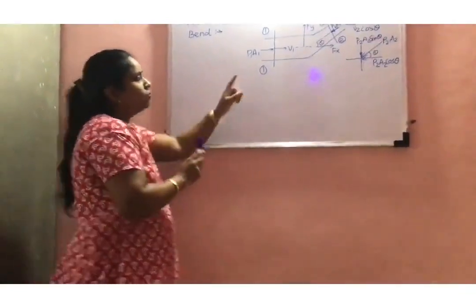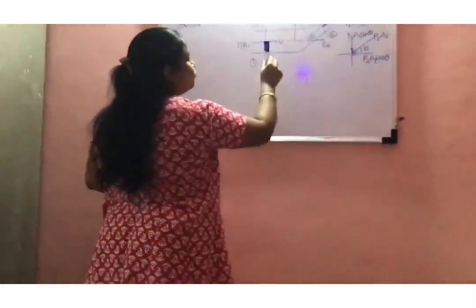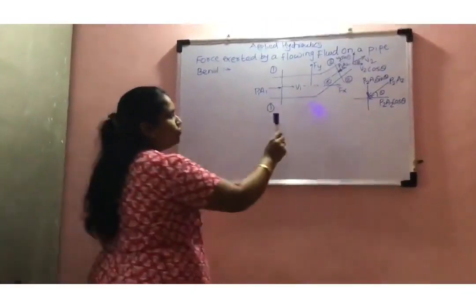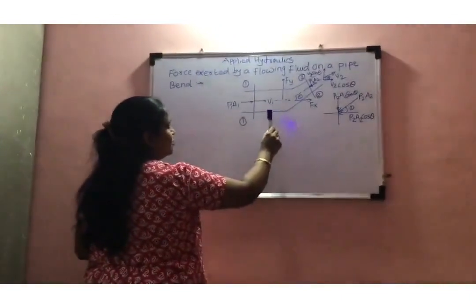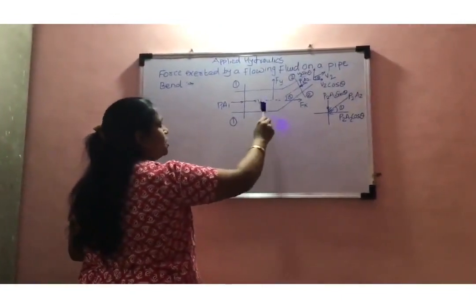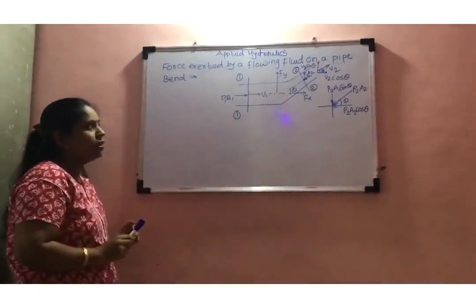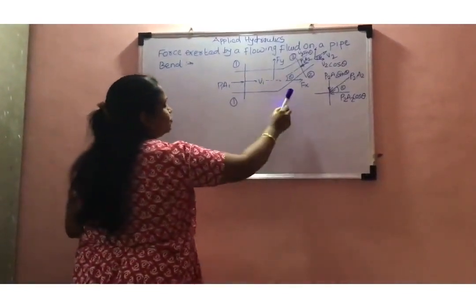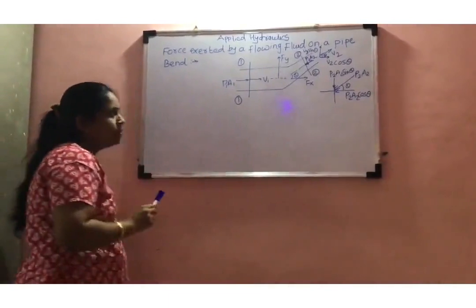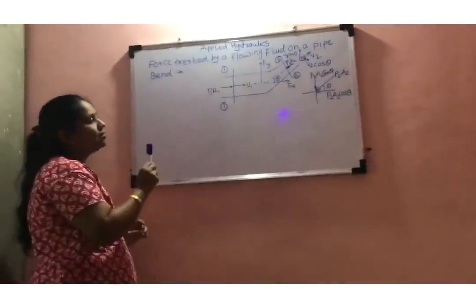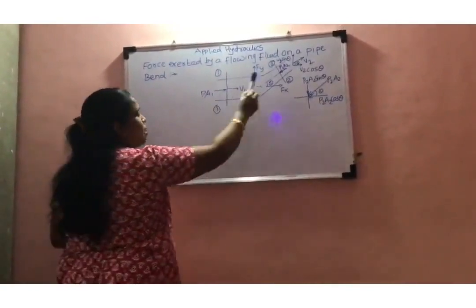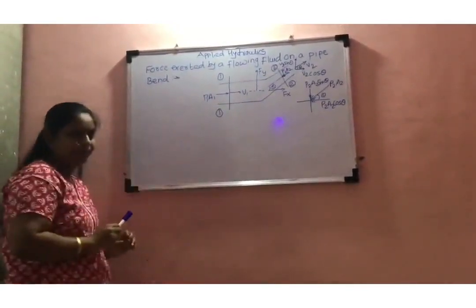So now when the fluid is flowing through this bent pipe, we want to find out the force exerted along x direction and force exerted along the y direction. Before finding out this Fx and Fy, we should know what are the different types of forces acting on this bent pipe.